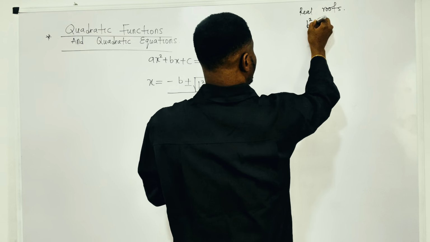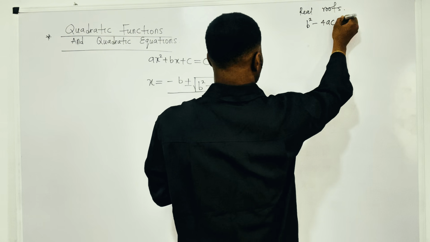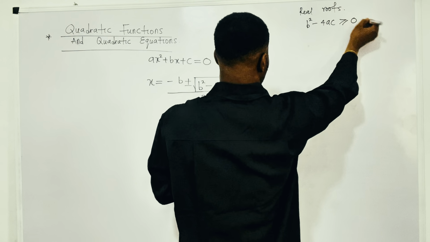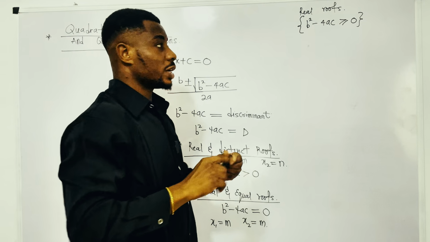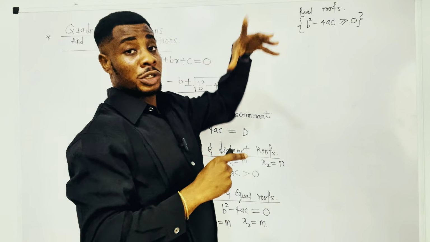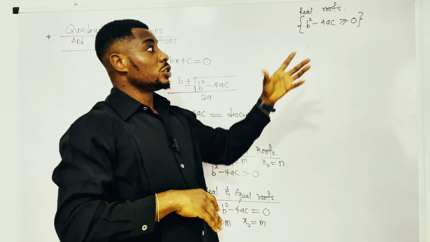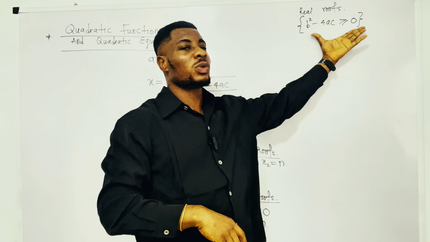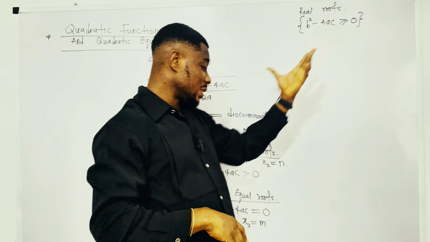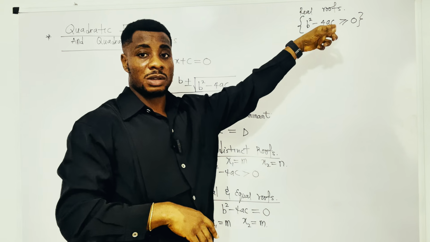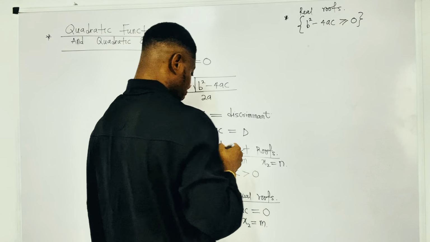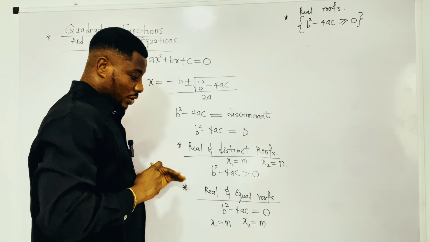For real roots, remember that b squared minus 4ac should be greater than or equal to 0. Please listen, you shouldn't forget this, because there are most questions, as I will show you in this section, that will take you down to this. This is an inequality symbol, greater than or equal to. So this third one is just a combination of real and distinct and real and equal.